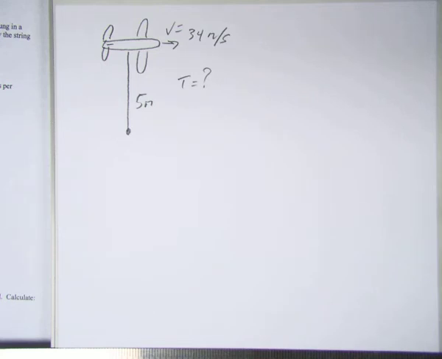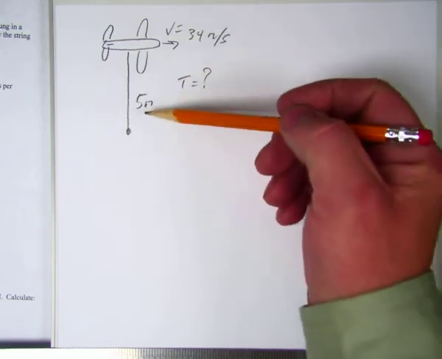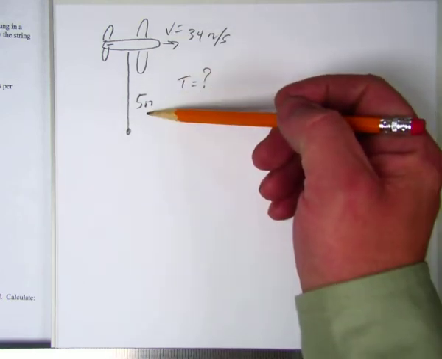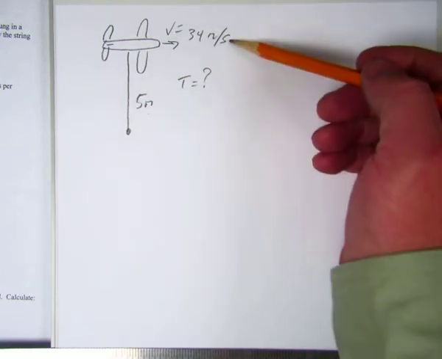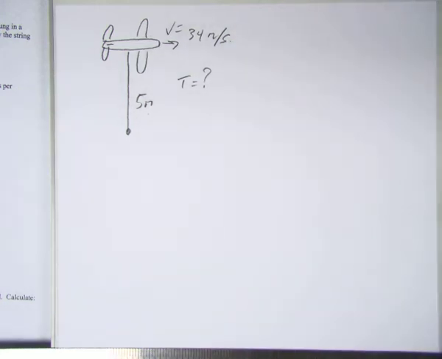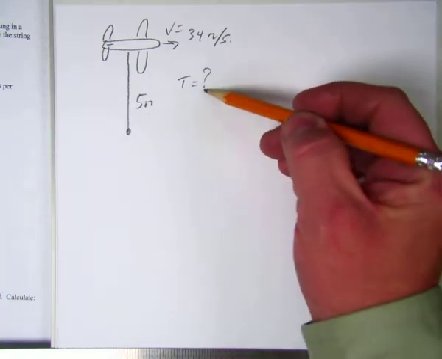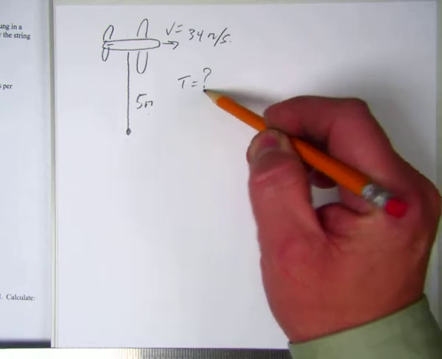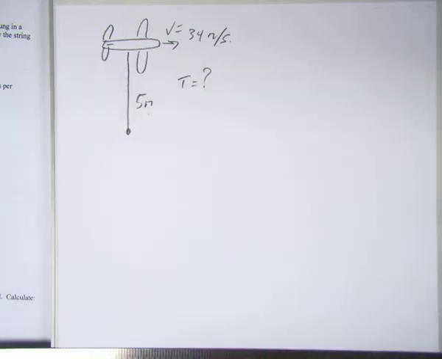All right, so the warm-up that you had was the airplane. It's on a string that's 5 meters long. The velocity of the plane is 34 meters per second. What kind of velocity is that anyways? Tangential velocity. And then I asked you for T, and what's T in this case? It's the period, right? It's the length of time it takes to go around one time.